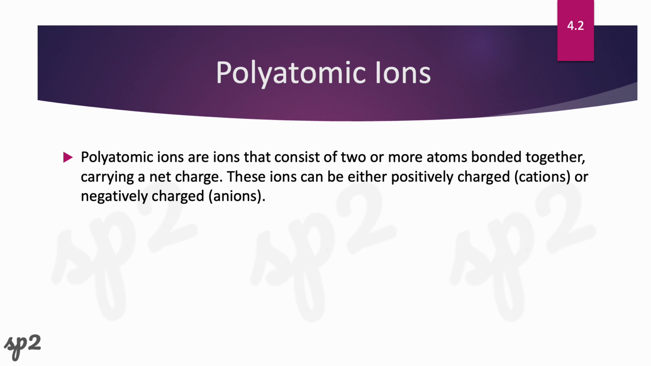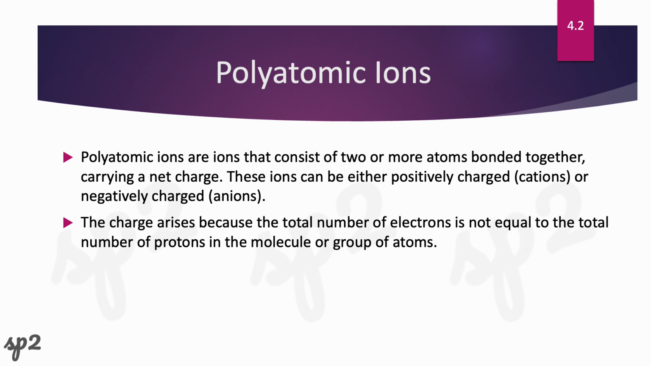Okay, now sometimes we have more than one atom, so we call them polyatomic ions. These are ions that consist of 2 or more atoms bonded together, and they must have a net charge. Again, they could be either positively charged, which is cations, or negatively charged, which is our anions. If you think about why they have these charges, the total number of electrons is not equal to the total number of protons in the molecule, or even in a group of atoms.